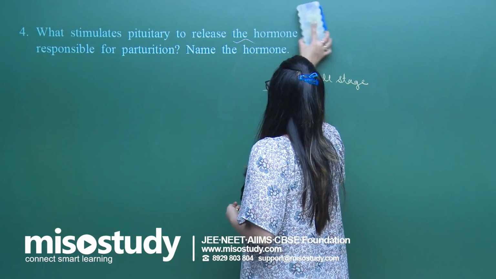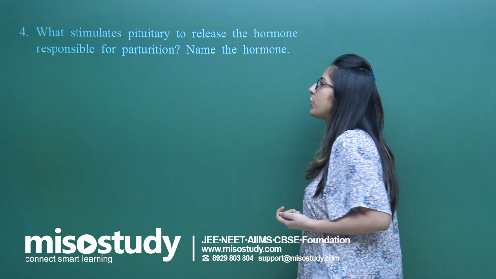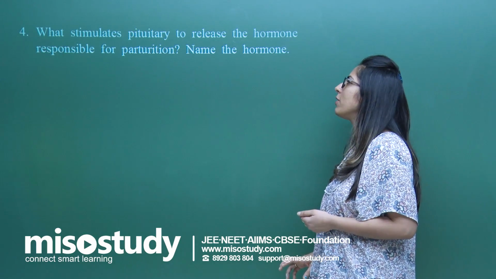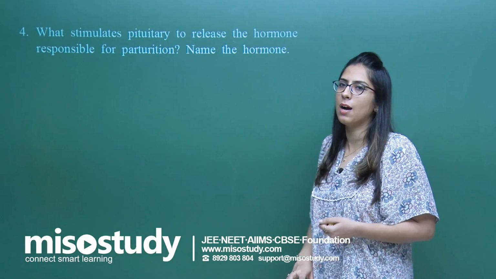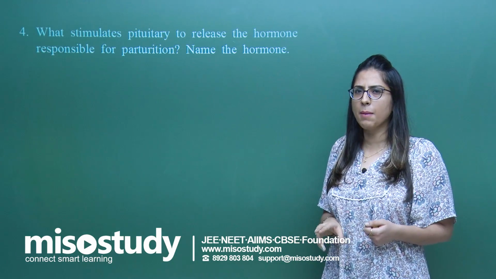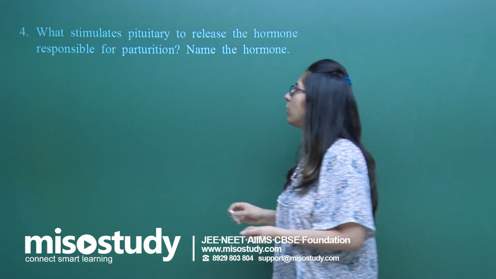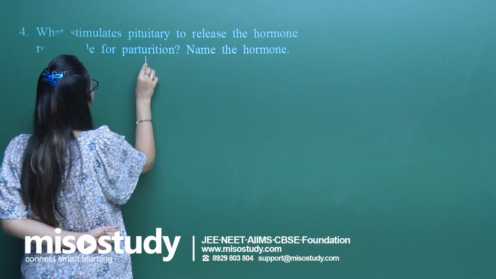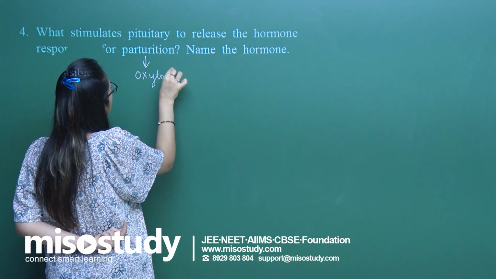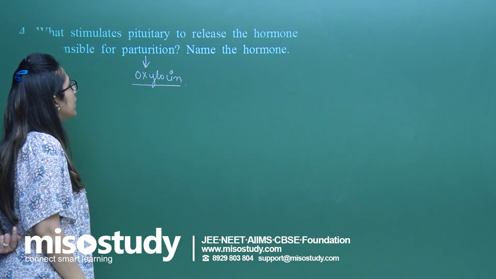Now let's talk about question number 4. This is also a 1-mark question. What stimulates the pituitary to release the hormone which is responsible for parturition, and name the hormone? I have already discussed this in question number 2. The hormone responsible for the process of parturition is called oxytocin. And who secretes this? The posterior pituitary, right? And there is always a reflex for that.